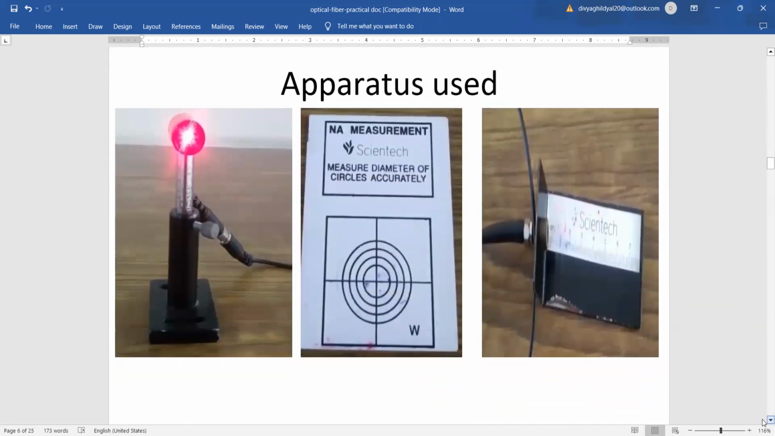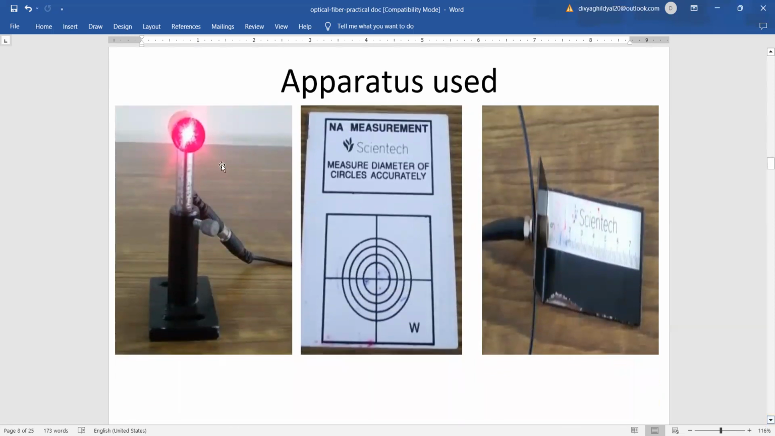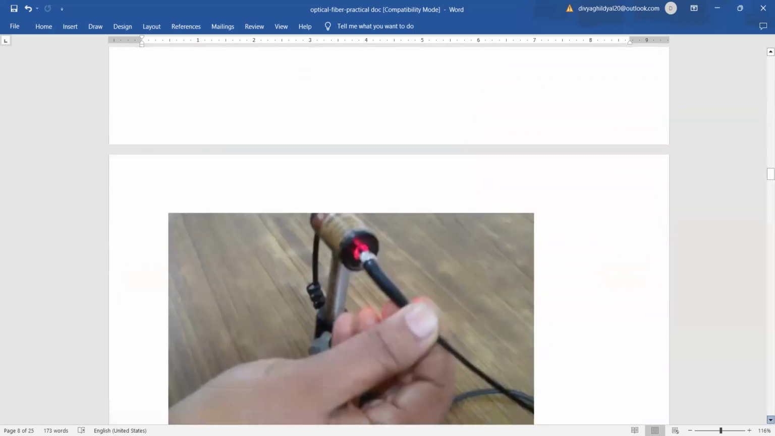So the apparatus I will require is a light source. It can be a simple LED, light emitting diode, or a simple helium neon laser, and a measuring screen where the circles will be constructed. I will be given the diameter of each circle, and I have to check at what distance on the scale the first circle got filled, then the second, then the third, and so on. So this is basically the simple apparatus I will require, and this is one optical fiber cable I will be requiring. Now, how to set up this apparatus?